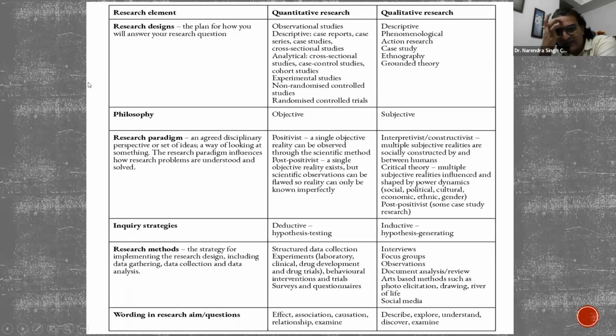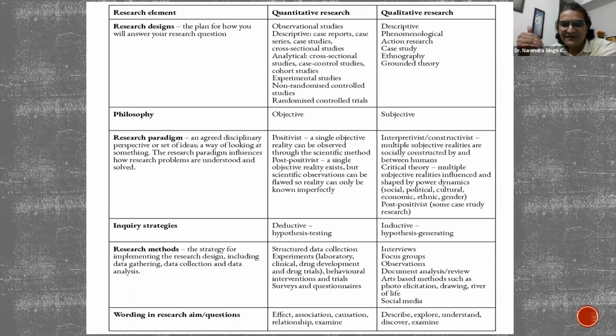Now, you can say quantitative research is largely objective, and qualitative is largely subjective. This is what I've already talked about. Inquiring strategy: research design is largely the plan for how you answer the research questions. These are the various designs I have with me: descriptive in nature, phenomenological, action research, case study, ethnography, and grounded theory, which I've already talked about.